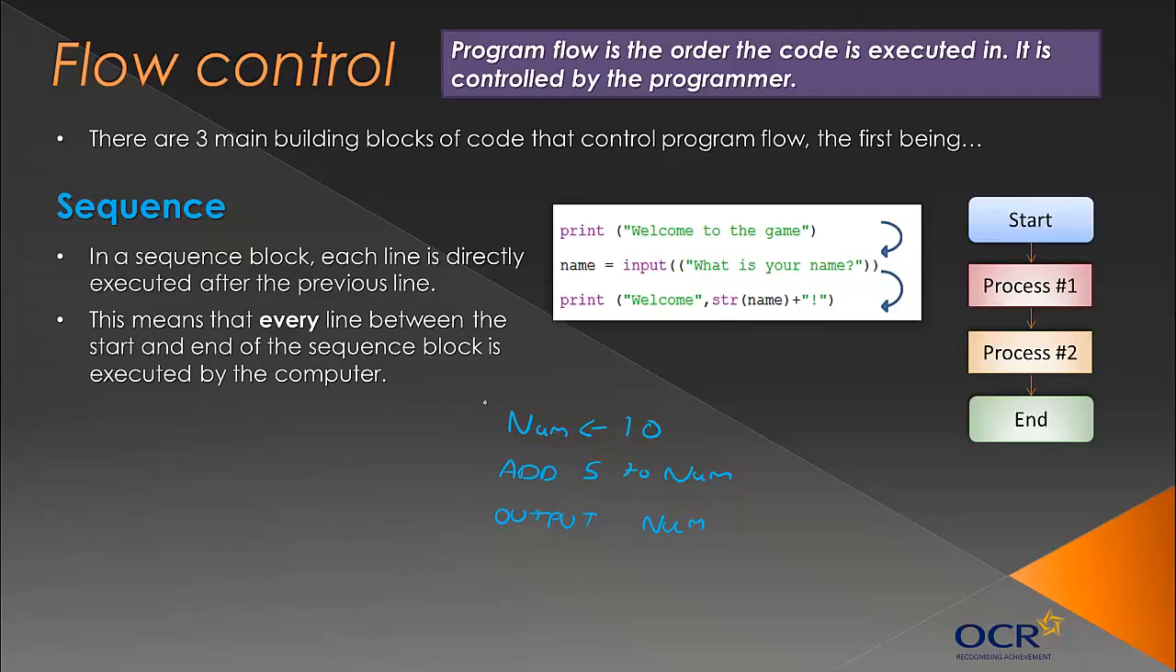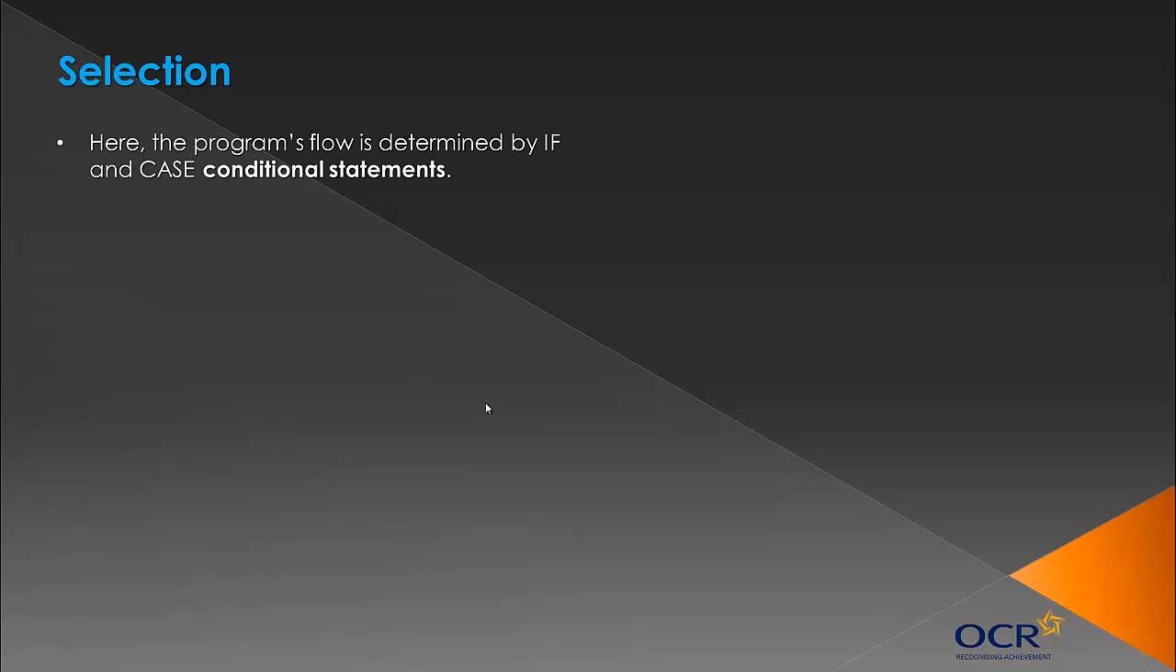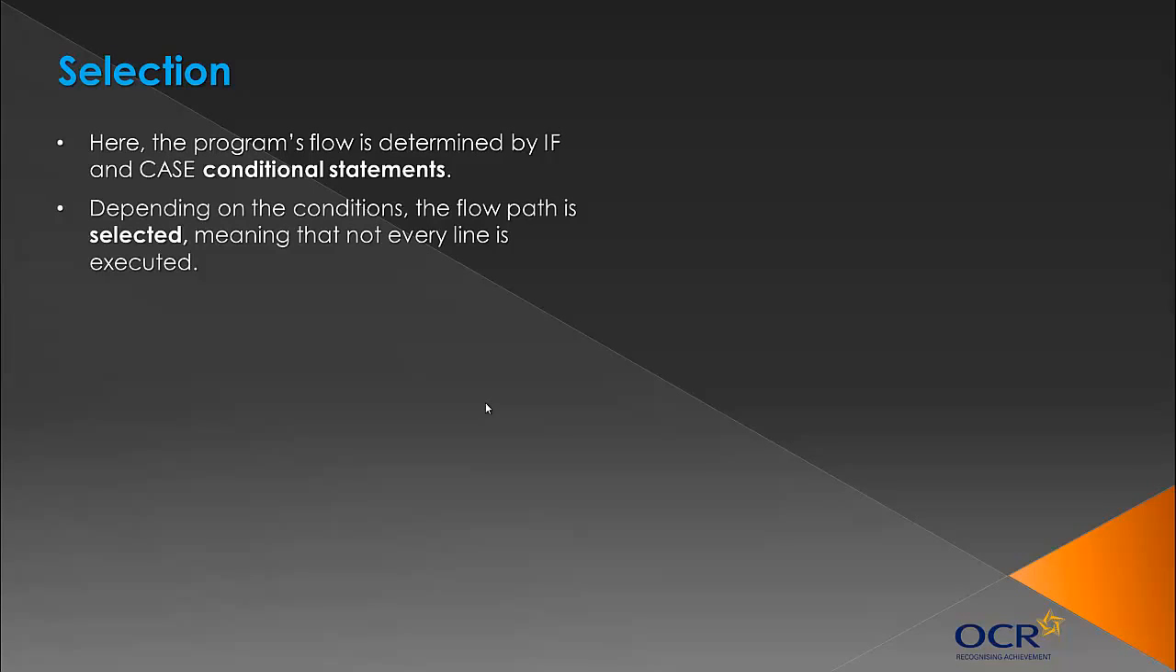If we move on to looking at the second block, slightly harder to understand, but again, I'm sure you would have used this. If you've done controlled assessments or programmed in high-level programming languages, you should have used this. You may not have thought of the theory behind it necessarily, but you should really have used these blocks. The second one is selection, and here the program's flow is determined by if and case statements, called conditional statements because a condition is met, and depending on the conditions, the flow path is selected, meaning that not every line in the code is executed.